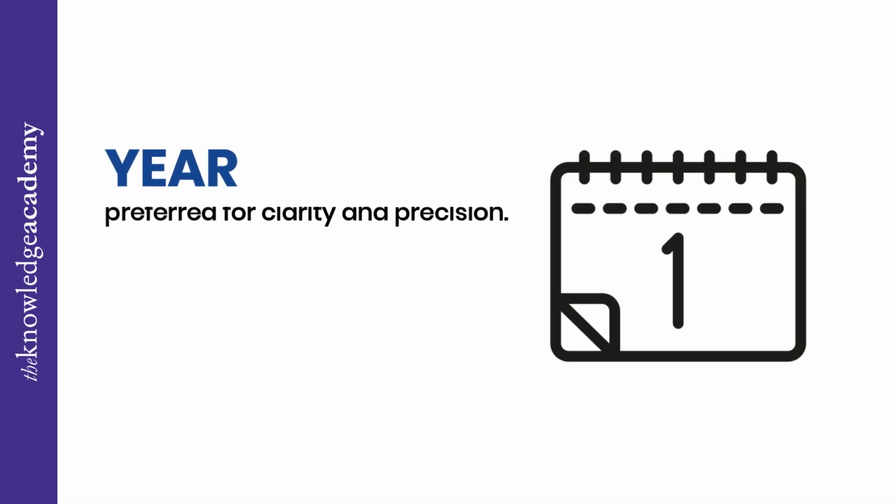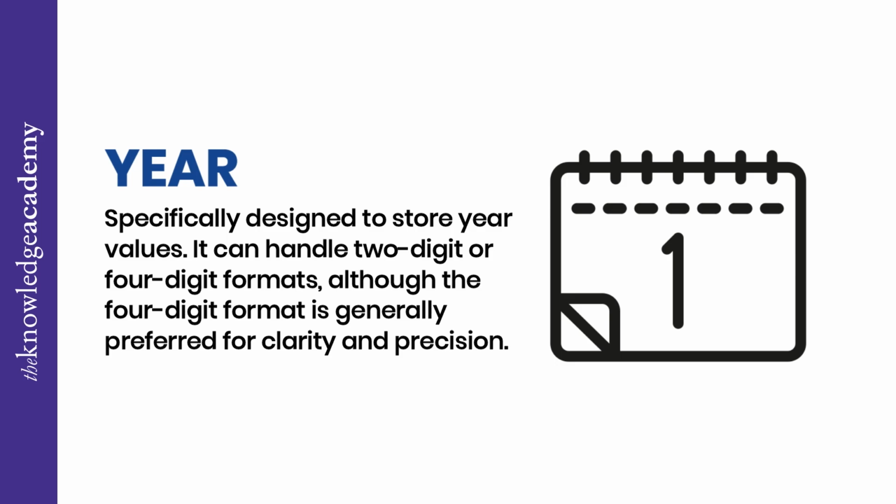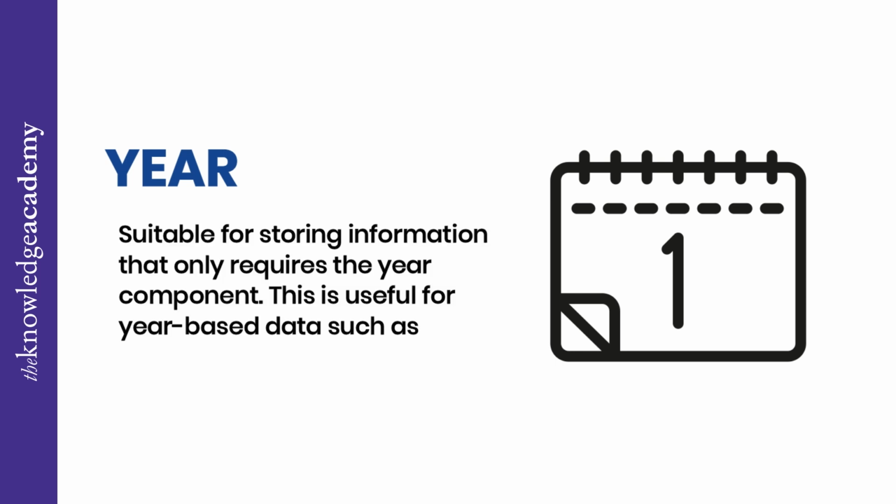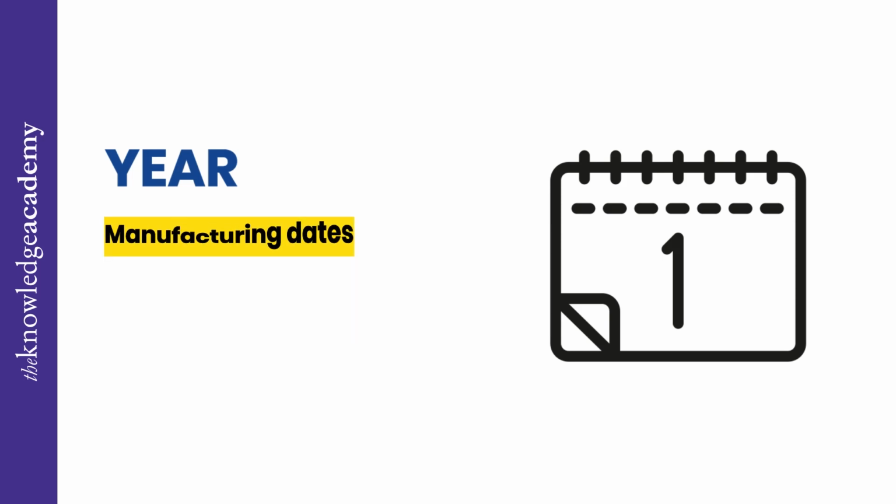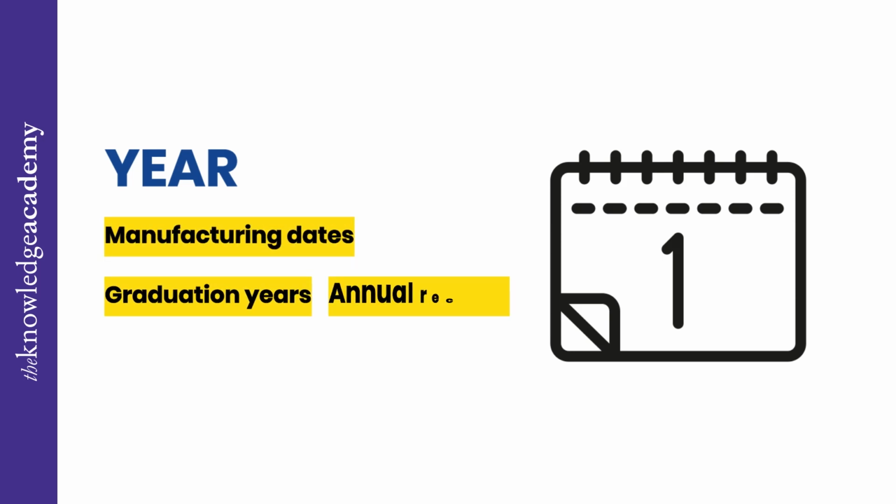Last in the list is the year data type. It is specifically designed to store year values. It can handle 2-digit or 4-digit formats, although the 4-digit format is generally preferred for clarity and precision. For example, 2024 represents the year 2024. The year data type is suitable for storing information that only requires the year component. This is useful for year-based data such as manufacturing dates, graduation years, or any other annual records.